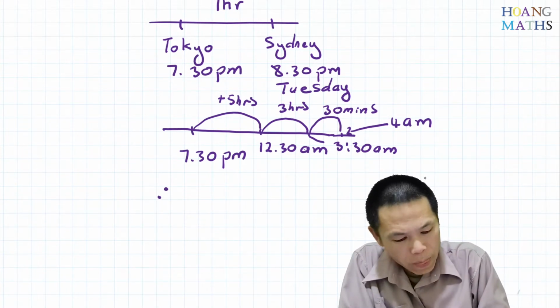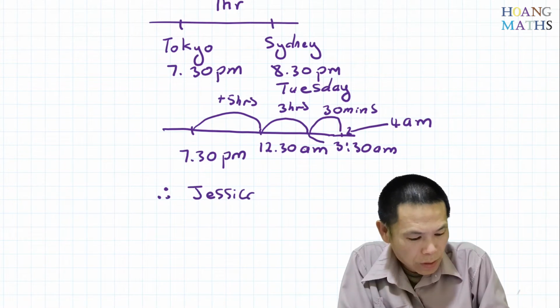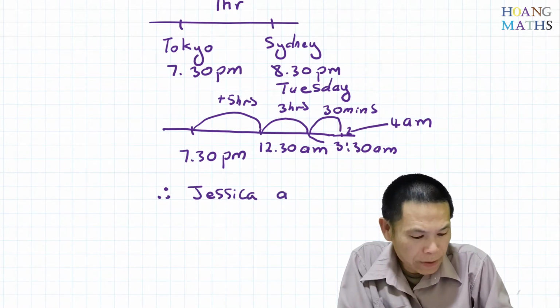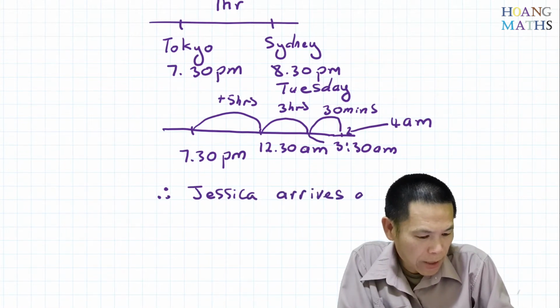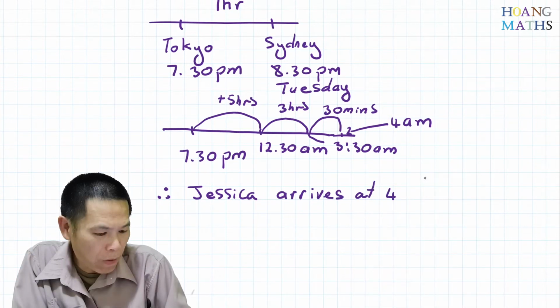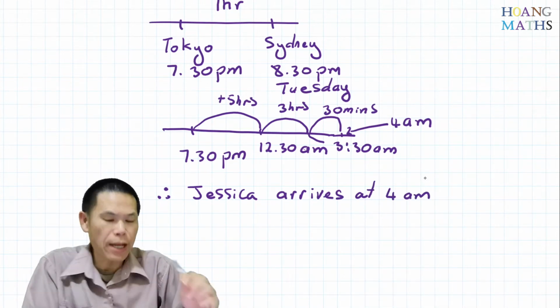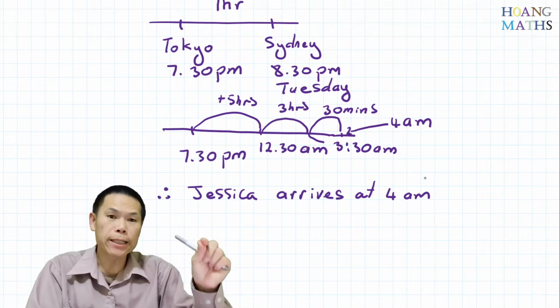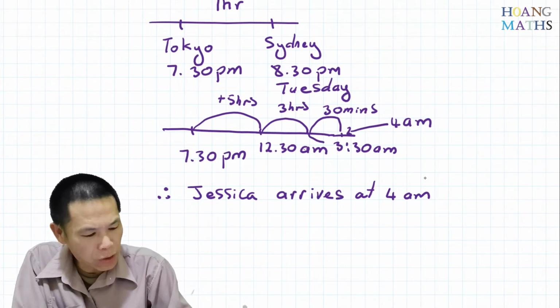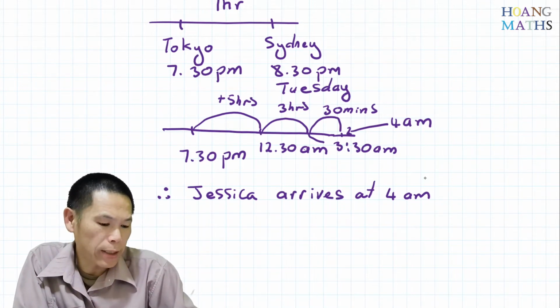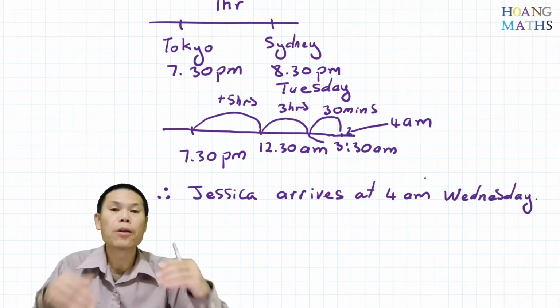So therefore, Jessica arrives at 4 a.m. Now 4 a.m. will be the next day, okay? So instead of Tuesday, it is Wednesday. There you go.